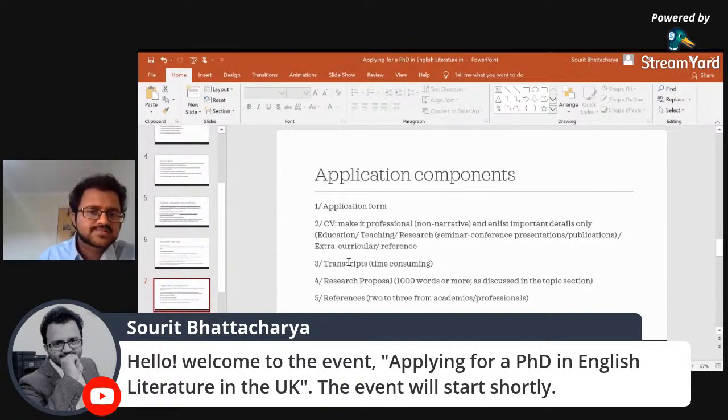Third is transcripts. This is going to be time consuming. Transcripts are not degree certificates. Transcripts are something which you apply for from your university. So you have to talk to your examination departments, your university, whoever deals with it, like HR or examinations or control. These are departments which will then ask you to apply for transcripts. There is a bit of a payment, like you have to pay for your transcripts.